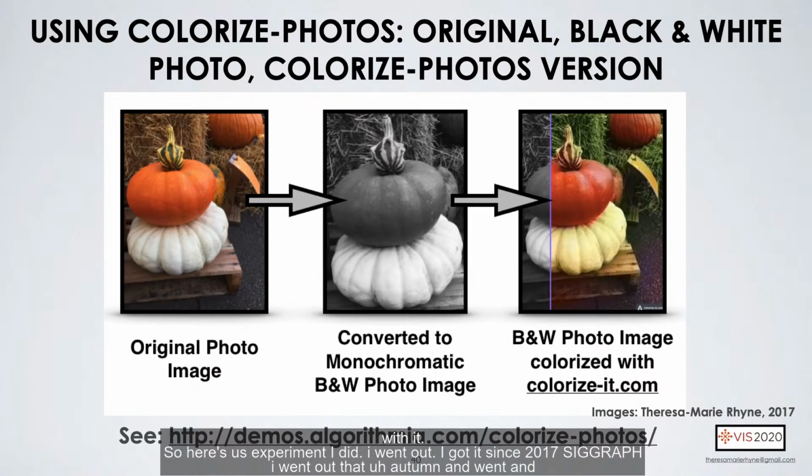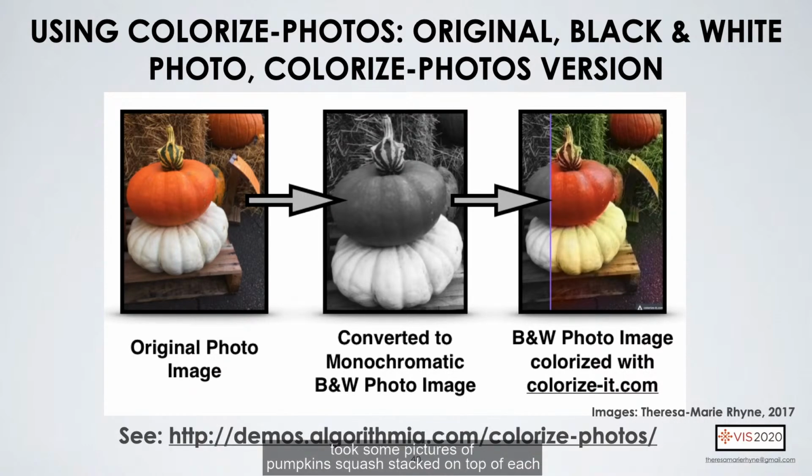I went out that autumn and took some pictures of pumpkin squash stacked on top of each other. Original photo image there. Then I converted it to a black and white image, got the grayscale, kind of used some of Ansel Adams' zone system to really get a good black and white photograph of it. And then I pushed it back through the colorized photo software to see what it would look like. And you know, it did a pretty good interpretation of it. So I was kind of impressed. I mean, it's kind of reliable. I thought, hey, that's not too bad.